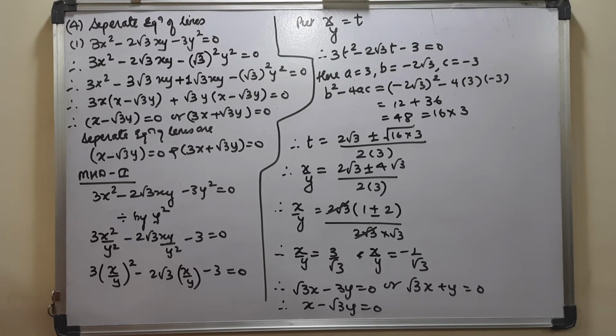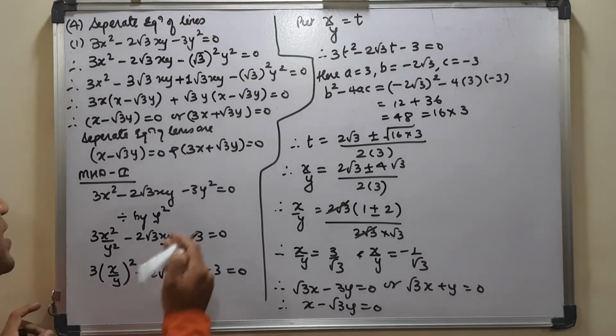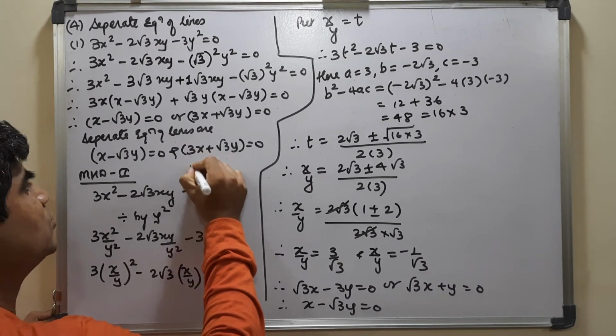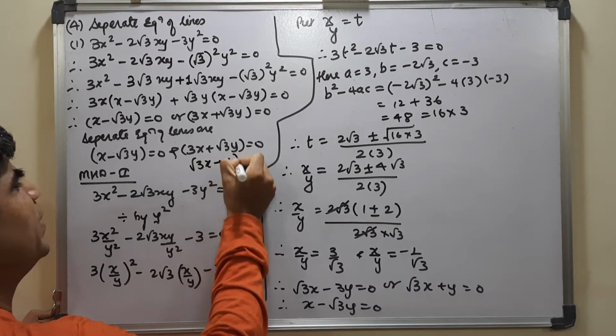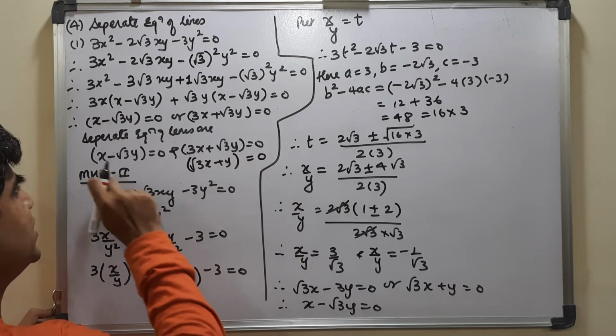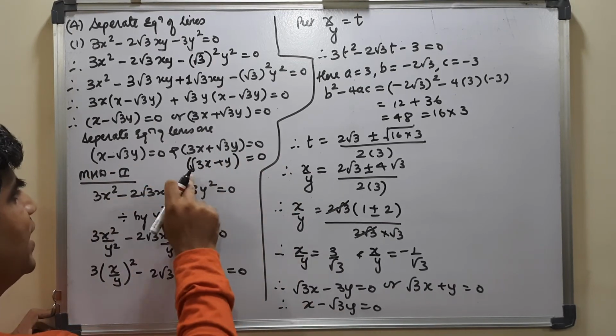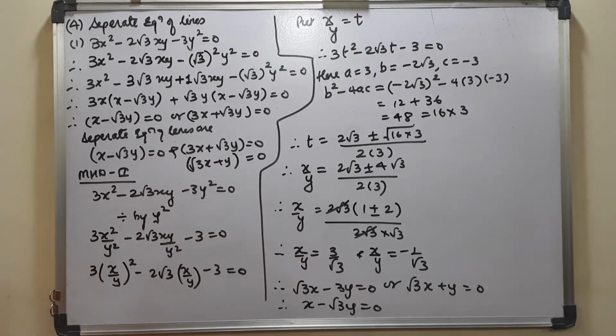Okay, that is root 3x plus y. This here is the same, root 3 common. So this will become root 3x plus y is equal to 0. X minus root 3y, and the other is root 3x plus y is equal to 0. So both ways you can do it, whichever is comfortable for you. If you are very strong with formulas, go with that. And if you are very good at factorization, go with that.